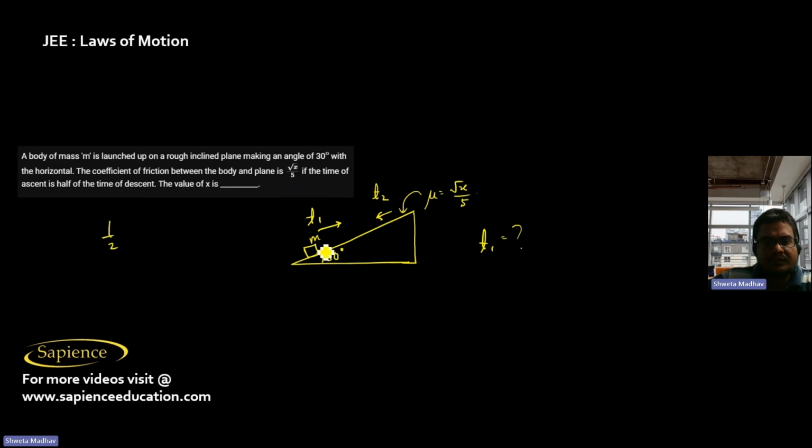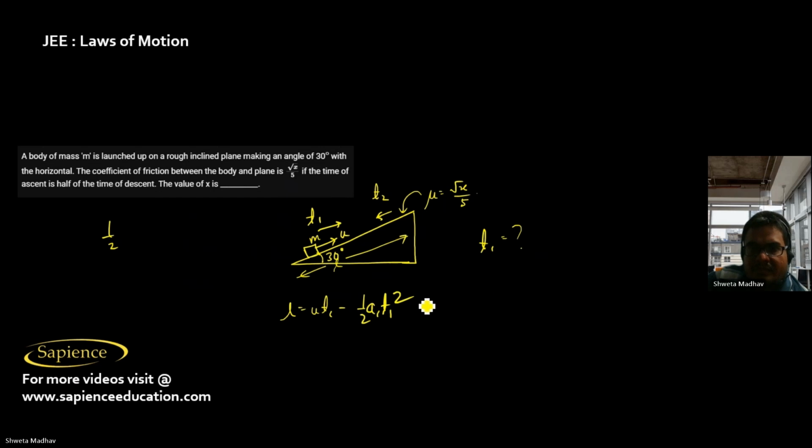So here friction is acting, and the body is moved up with the initial velocity u. Let's say the length is L. L equals u into t1 minus half a1 into t1 square. Here it is told that the time of ascent, t1, is equal to half of the time of descent, half of t2.